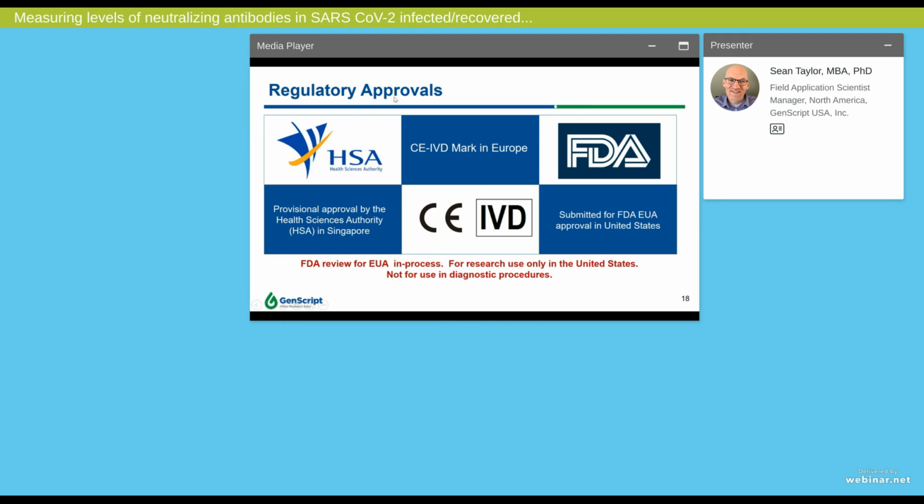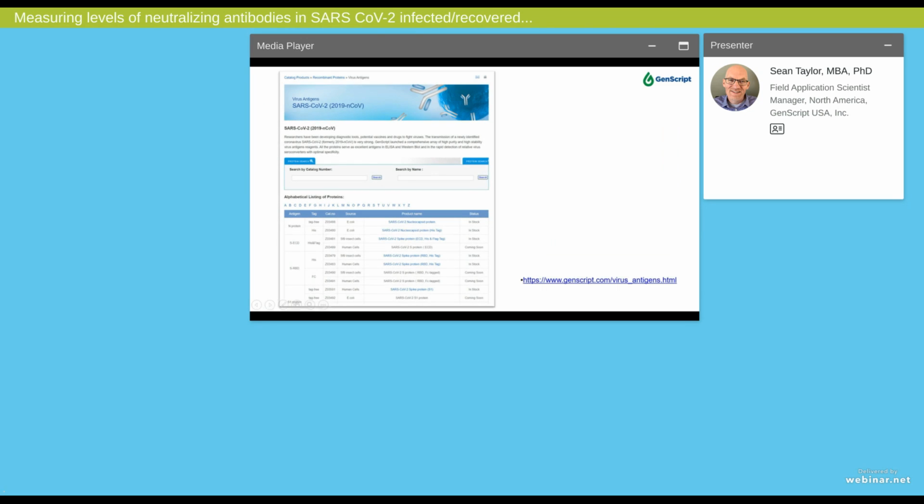The kit has been regulatory approved by a variety of marks. We're still in review for FDA, so this is in process for the EUA approval, but for these other marks, the approval has been given.